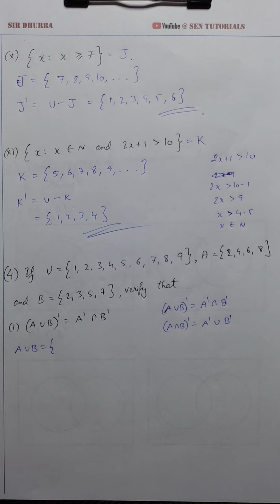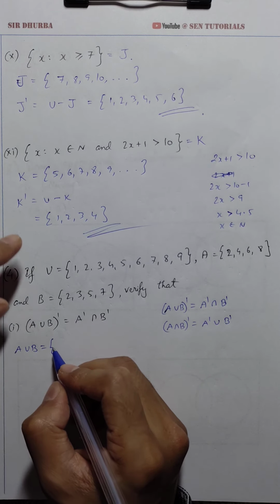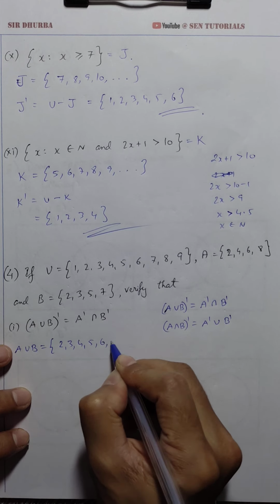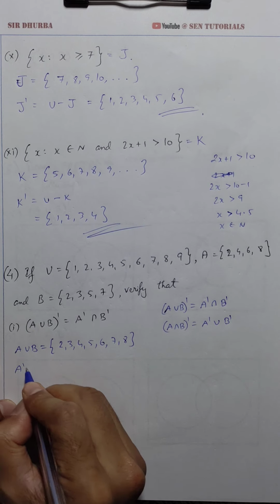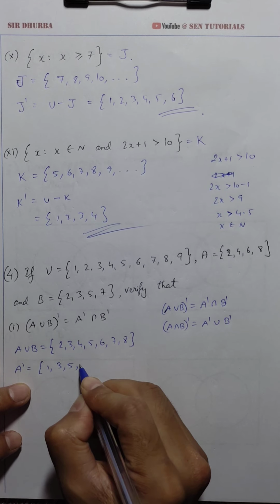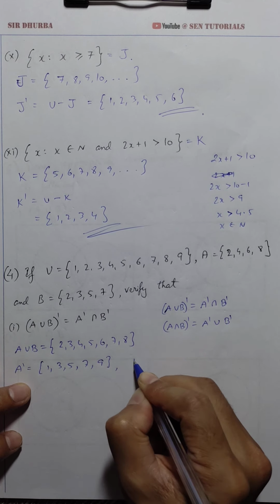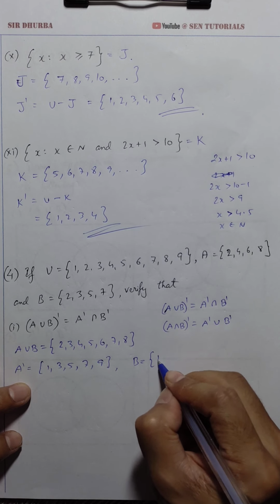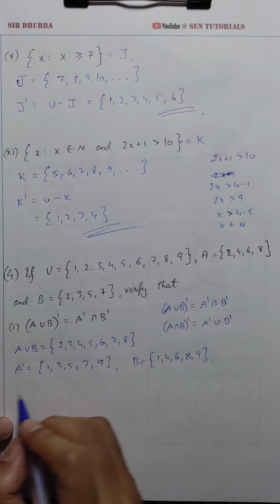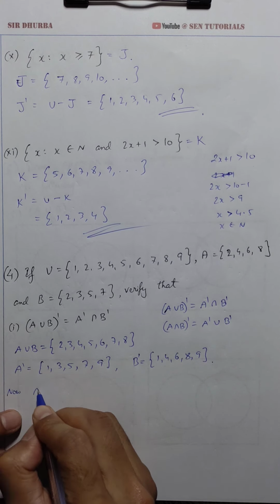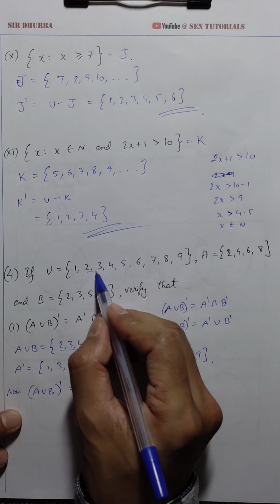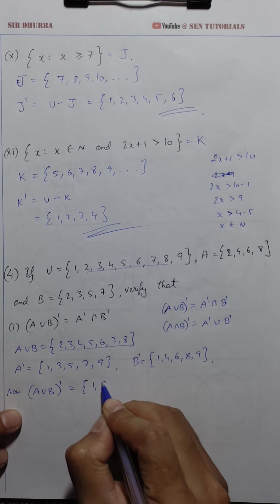So A union B, let's combine the sets A and B. So that's 2, 3, 4, 5, 6, 7, 8. A complement is 1, 3, 5, 7, 9. B complement is 1, 4, 6, 7, 8, 9. Now A union B complement. What will be A union B complement? The universal set 1, 2, 3, 4, 5, 6, 7, 8, 9 minus 2, 3, 4, 5, 6, 7, 8. So 1, 9.